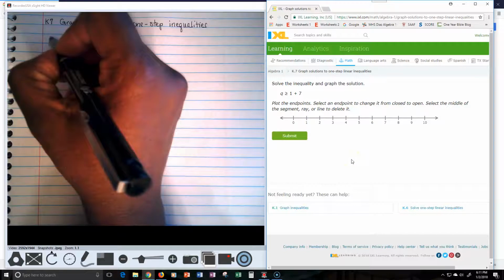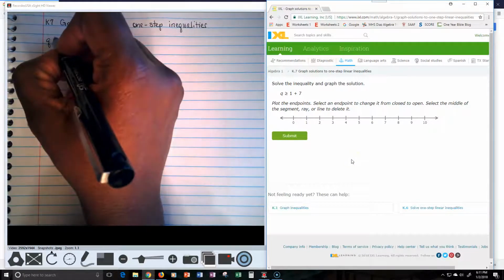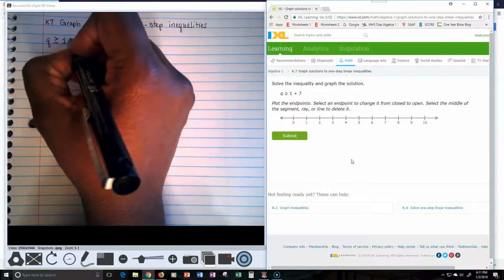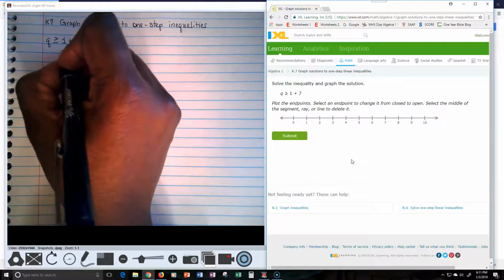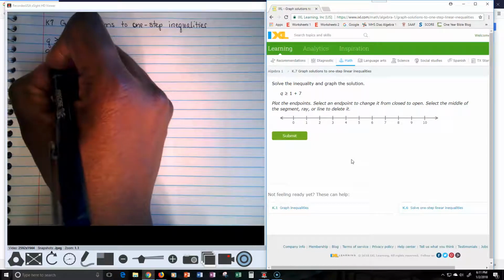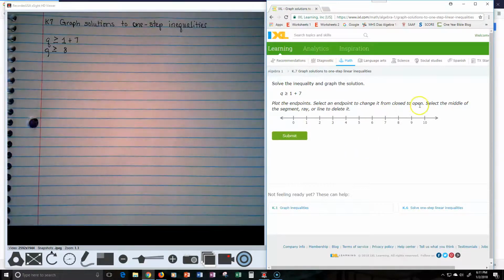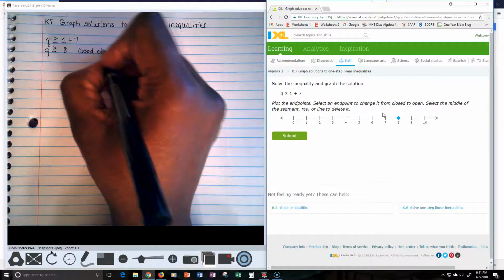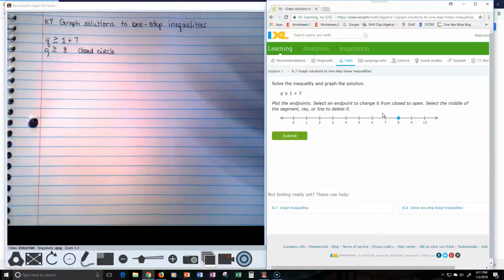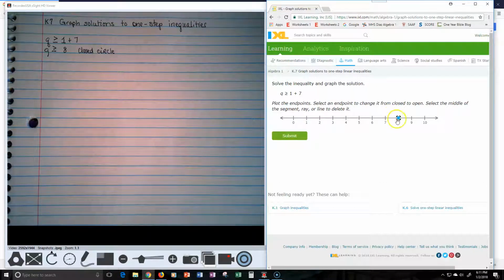Okay, so our first problem is Q is greater than or equal to 1 plus 7. Well, if we add 1 plus 7, we get 8. So Q, therefore, would be greater than or equal to 8. So we select 8, and then since Q is greater than or equal to, we know the circle has to be closed. And then we just point the arrow in the right direction. So if Q is greater than 8, that means it needs to go to the right because we're looking for numbers that are larger than 8.